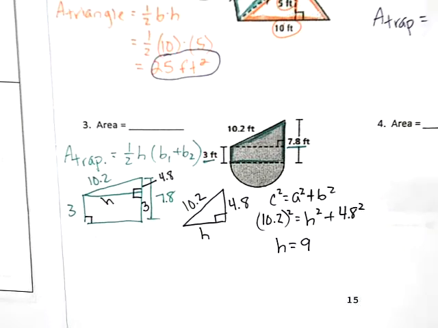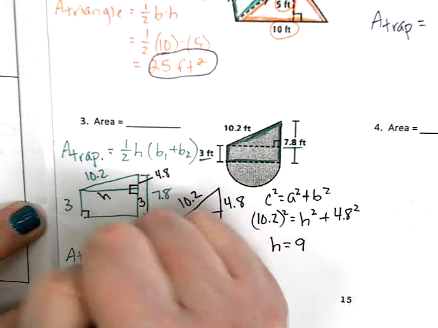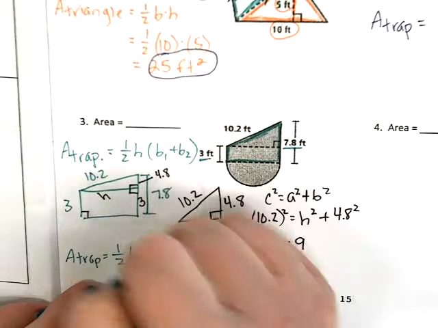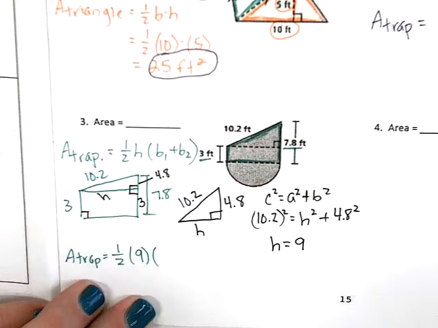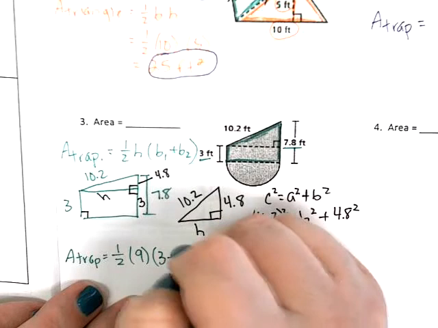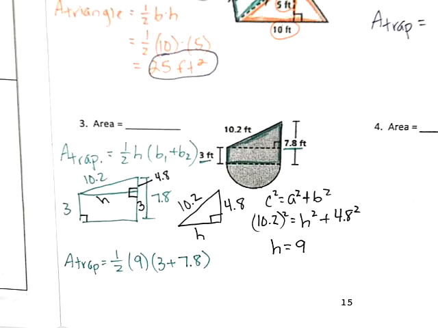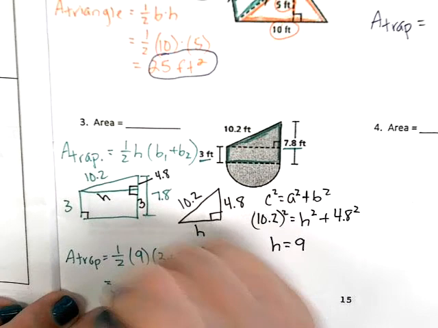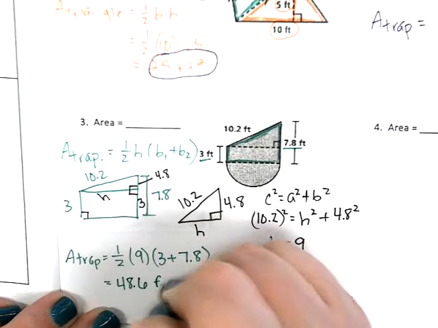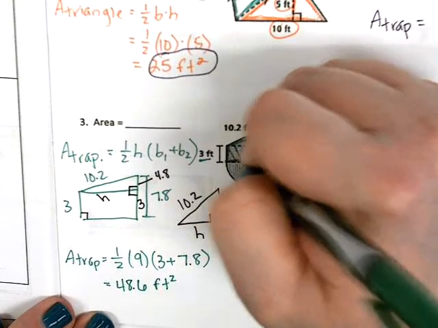So the area of the trapezoid is equal to 1/2, I just found my height to be 9, and then base 1 plus base 2, so 3 plus 7.8. If I figure that out, I get that the area of the trapezoid is 48.6 feet squared. So that's the green portion up here of my figure.